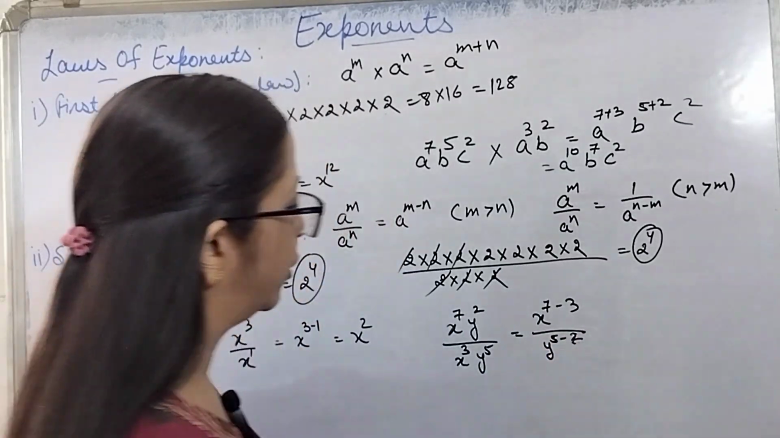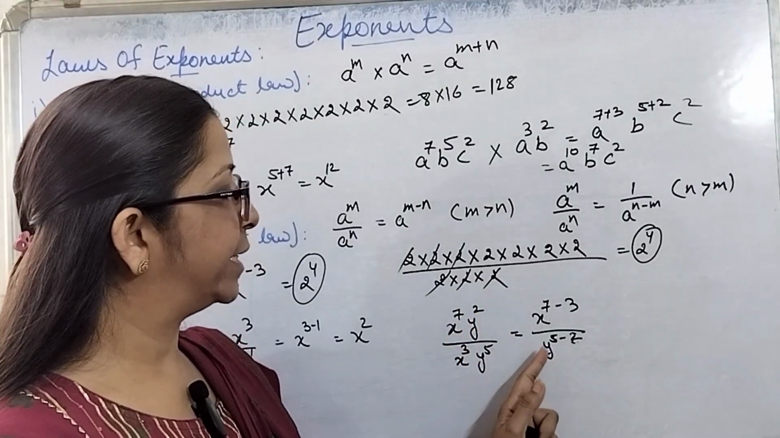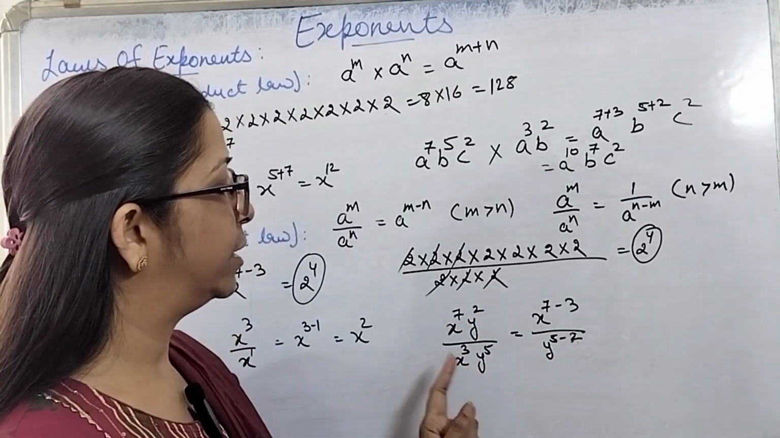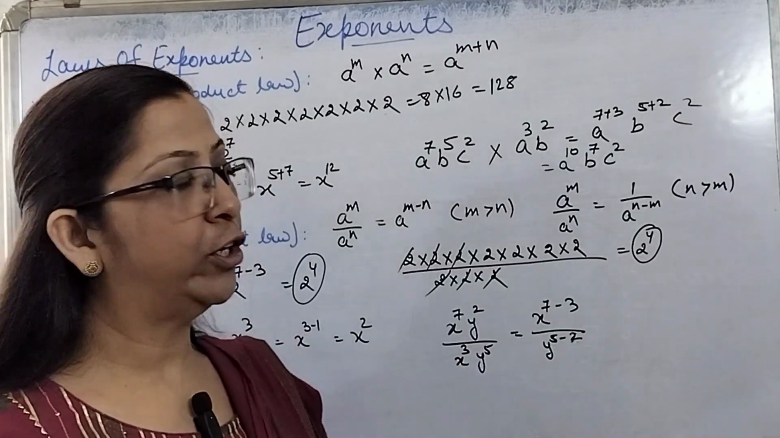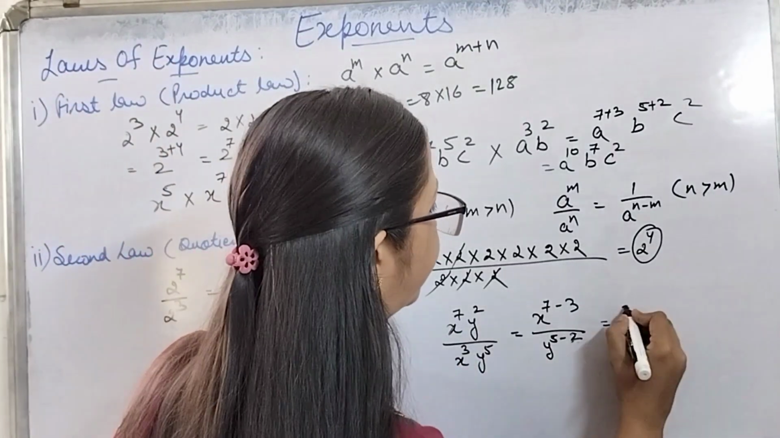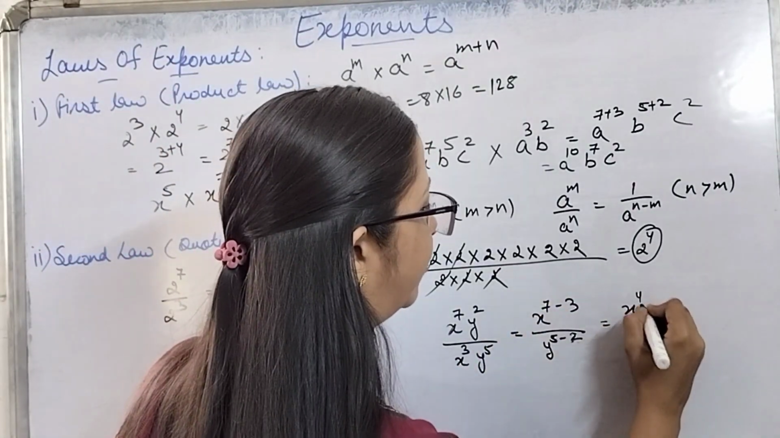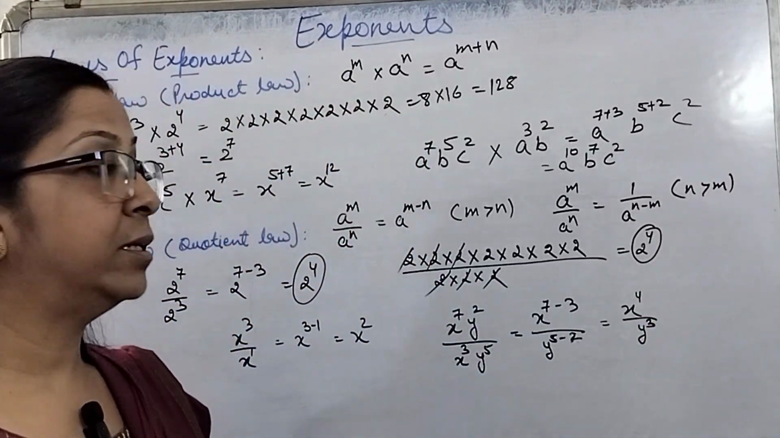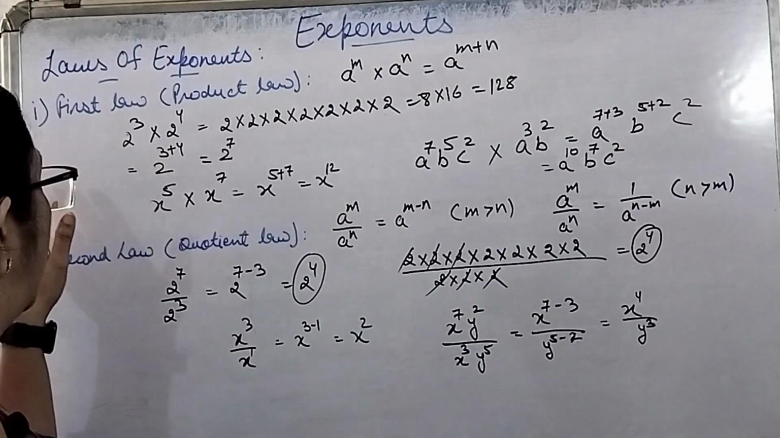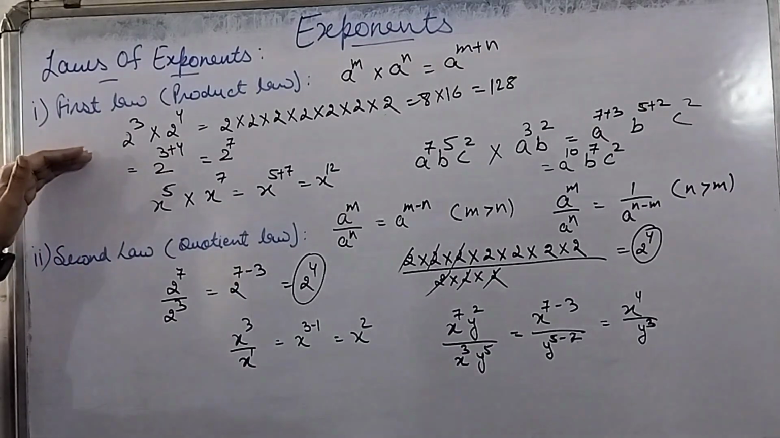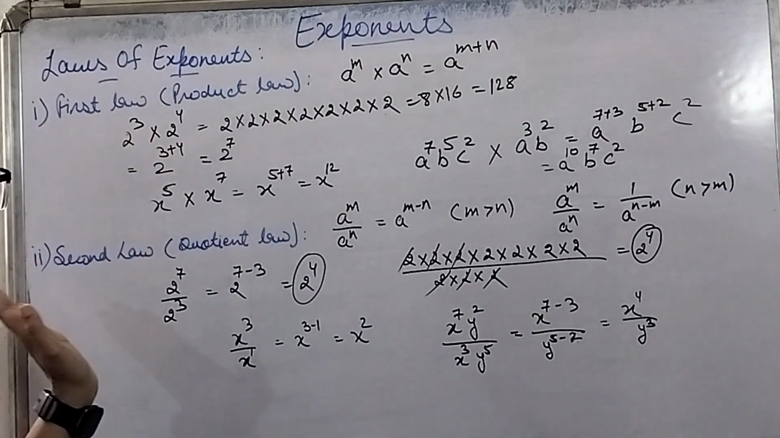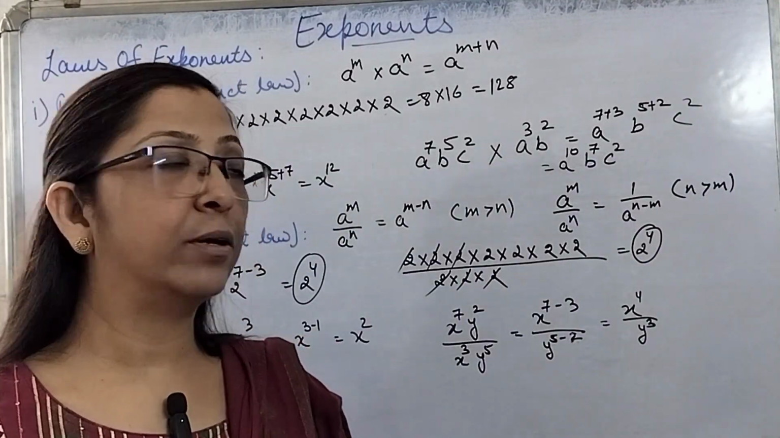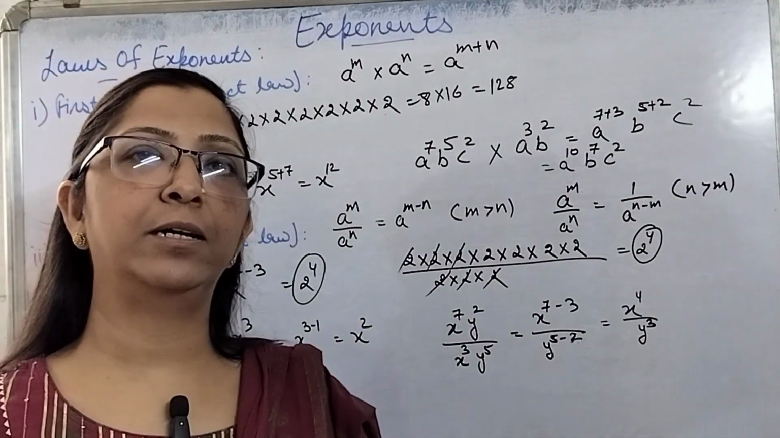In the numerator the power of y is 2. So we will be writing y raised to the power 5 minus 2 in the denominator, because in the denominator the power of y is greater than that of the numerator. So its value will be x raised to the power 7 minus 3, which is 4, over y raised to the power 3. So this will be the answer, and this is how we will be applying the laws of exponent. This is the first law of exponent, that is the product law. This is the second law of exponent, that is the quotient law. There are so many more laws related to exponents that we'll be learning right now.